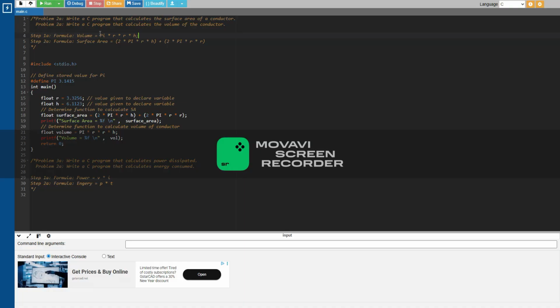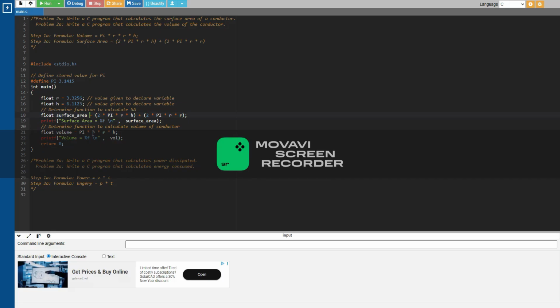Similar to problem 1, we want to find what the formula will be for this. So we have pi times r times r times h for the volume. And the surface area is going to be twice pi times r times h plus twice pi times r times r. We want to define again what the value for pi is going to be. We have two values that were given, 3.3256 and 6.1123 for h, and the other is r.